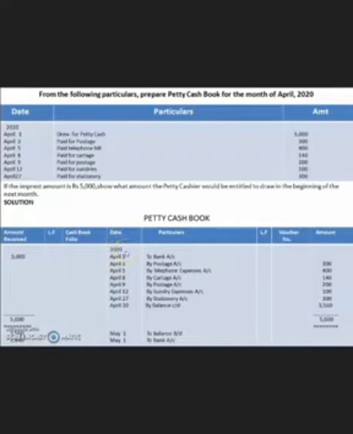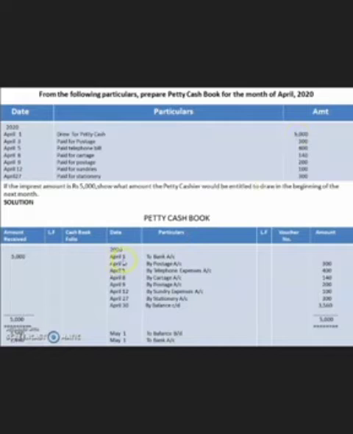2020 is the year. 1st April is the first transaction which is taking place. What is written over here? 1st April, drew for petty cash. It is on 1st April that the head cashier is giving 5,000 to the petty cashier.